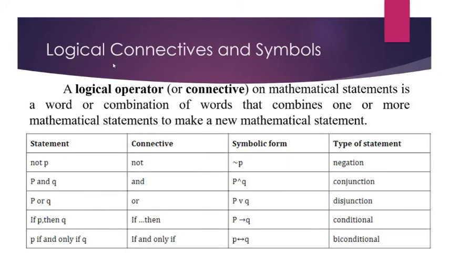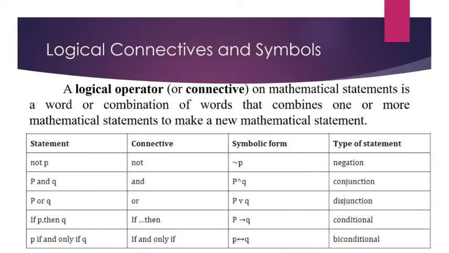So let's start with logical connectives and symbols. So yung logical operator or connective, or logical connectives, on mathematical statements is a word or combination of words that combines one or more mathematical statements to make a new mathematical statement. So these logical operators or connectives are used to combine multiple simple statements. So there are 5 basic connectives.